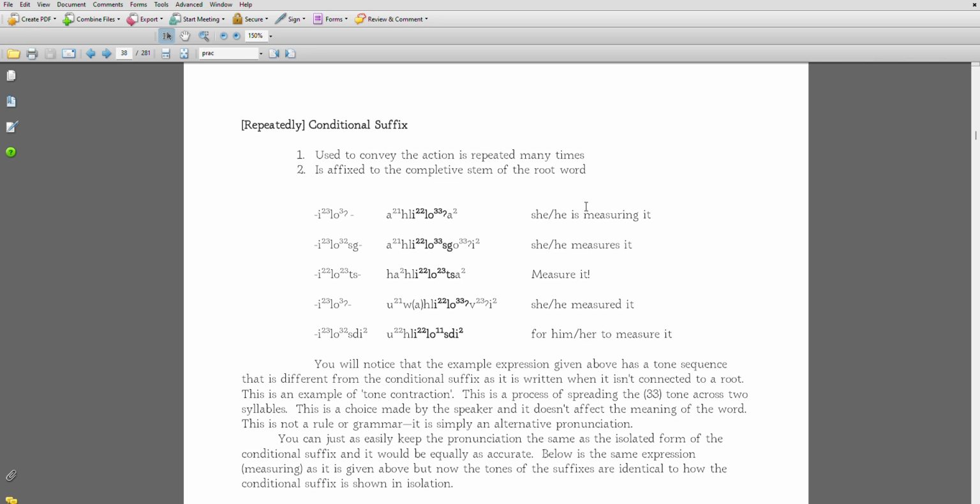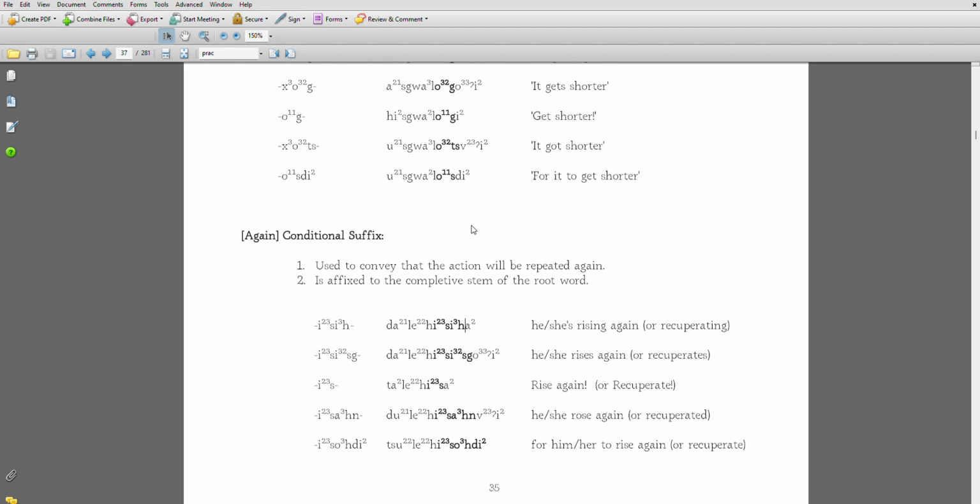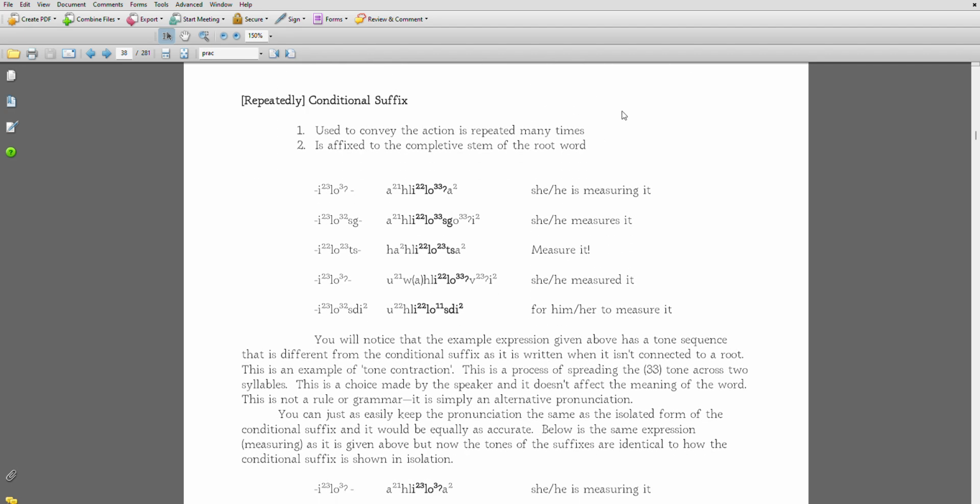Repeatedly conditional suffix. This is different than again. Again means one time, whereas repeatedly means multiple times. It's used to convey the action is repeated many times, and number 2 is affixed to the completive stem of the root word. So if you want to find the completive stem of any verb, you could use a reference and look up the past tense form. That will give you the completive stem, but the completive stem is minus any tense and minus the pronoun, if you want to get to the root anyway.